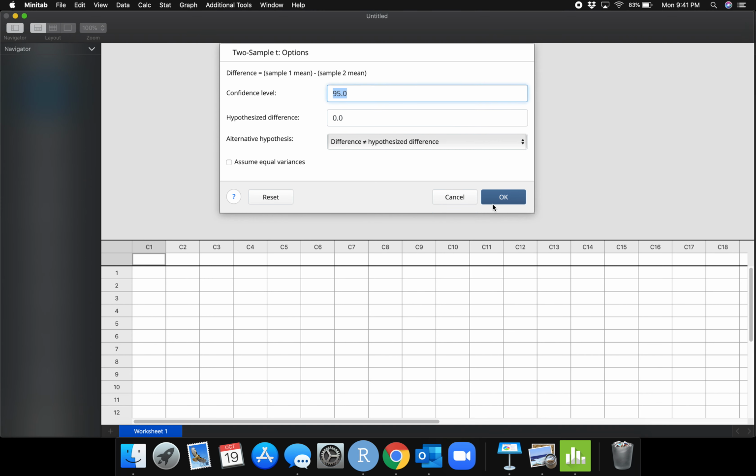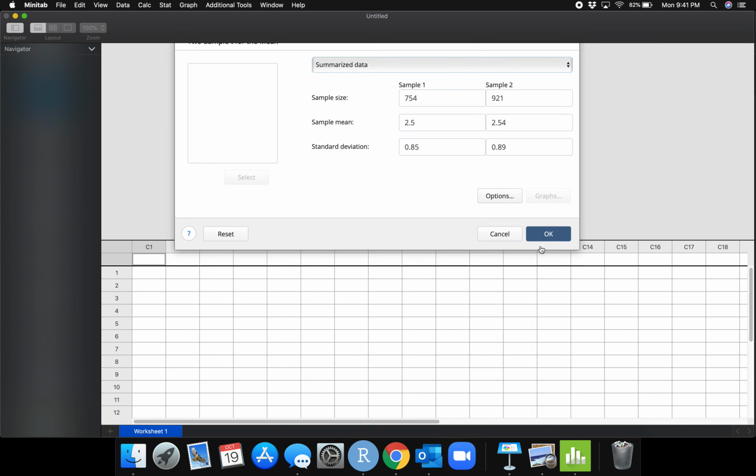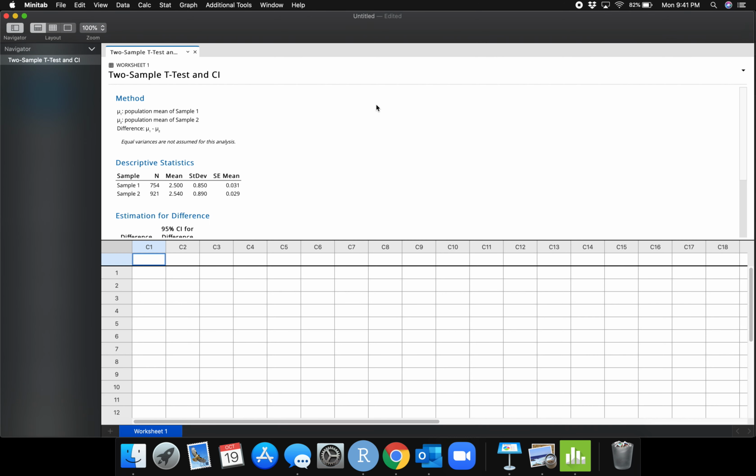I now want to go to Options. Here we've got the confidence level, which is, okay, I want 95%. I don't care about this hypothesized difference because that only matters for hypothesis testing. Again, also don't care about the alternative hypothesis. And then down here, it doesn't mean anything to us yet, but I talked a little bit about it. Assume equal variances: you click that button if you can, but here we cannot. Okay, and so I click OK. I click OK. Okay, and then here we go.